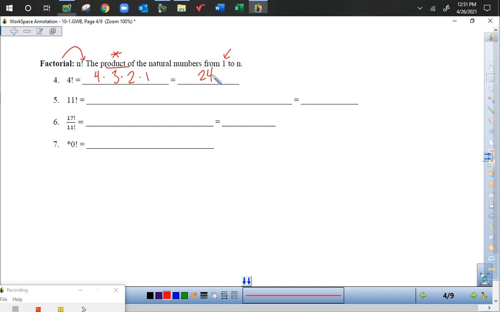Okay, 11 factorial is going to be the same type of process, just a lot more numbers. We're starting at 11, and we're multiplying by all the natural numbers that fall below 11 until we get to the number 1.